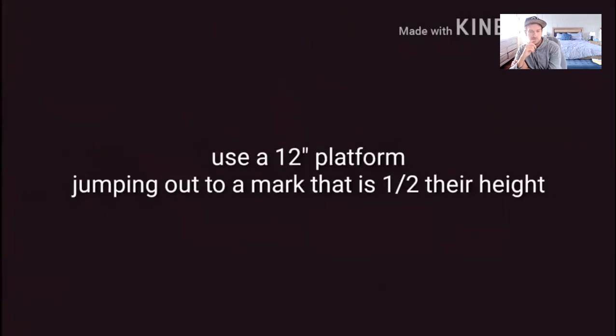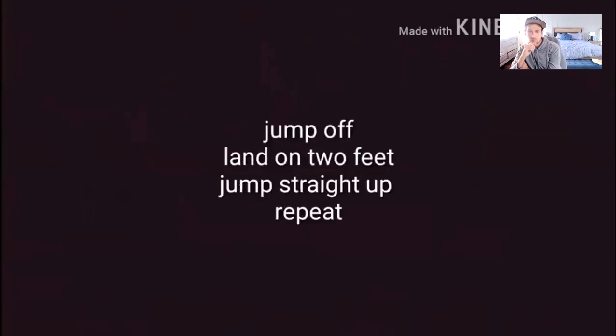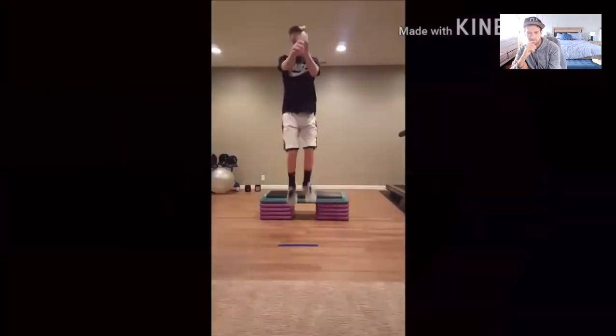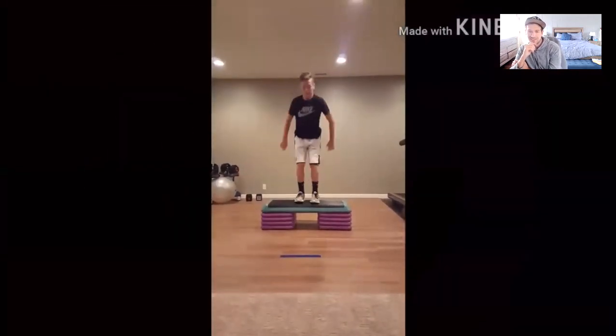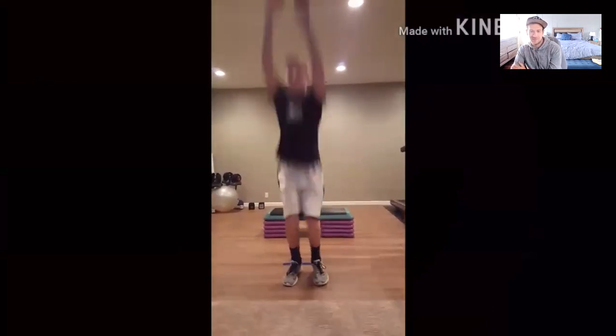It begins using a 12-inch platform, and there will be a mark out in front of the platform that is half of the height of the athlete. They'll jump off 2 feet, land on 2 feet, jump straight up, and then repeat the process. The evaluation begins with the athlete standing on the platform, jumping off the platform, off of 2 feet, landing in front of the.